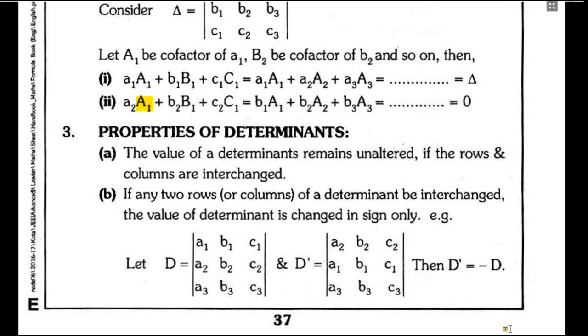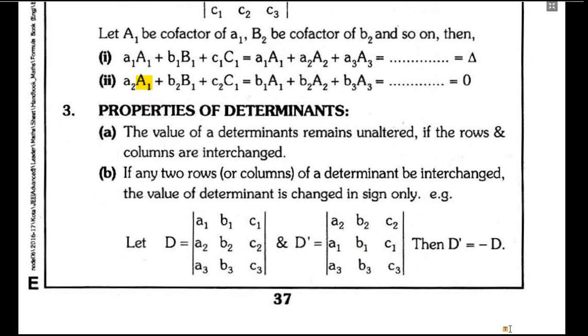If any two rows or columns of a determinant are interchanged, the value of the determinant is changed in sign only. Suppose this is the original determinant. Now I have interchanged the row a2 b2 c2 with a1 b1 c1. So the new determinant will be minus of the old determinant, only the sign will be changed.